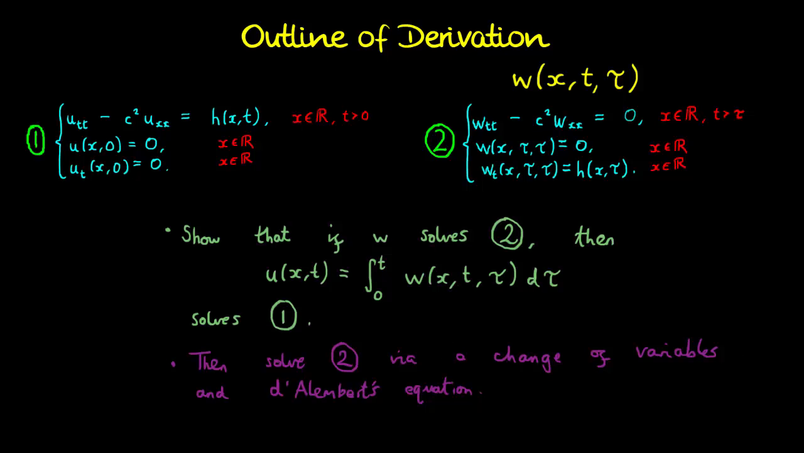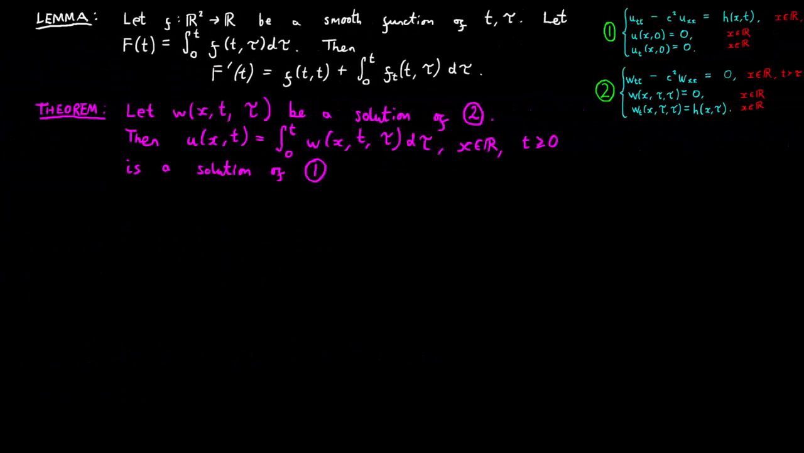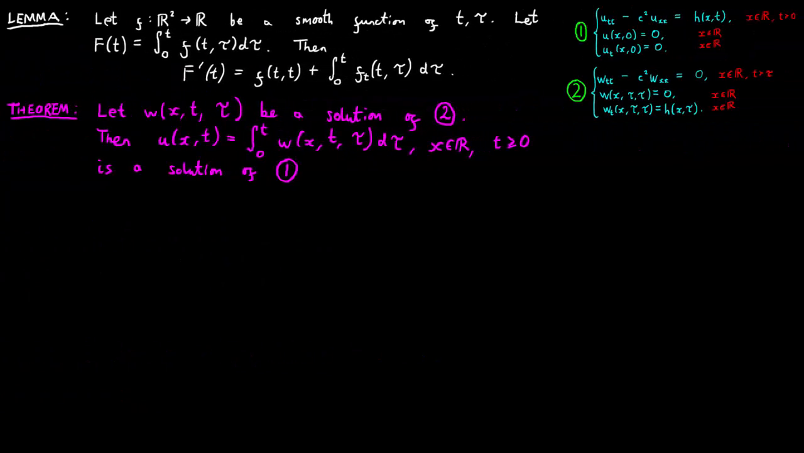Okay, so let's jump straight into that first step in the process, and that's going to be to prove this theorem here. But in order to do so, we're going to need this lemma, and the lemma says that if we have a function f from R2 to R that's smooth, a smooth function of t and tau, and we define an integral like this to be the function uppercase F of t, then F prime of t is given by this expression here. That will be a useful result to use in our proof.